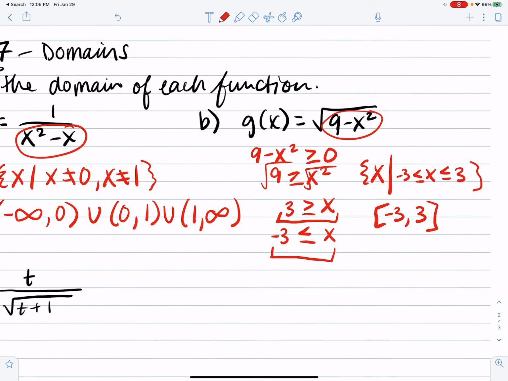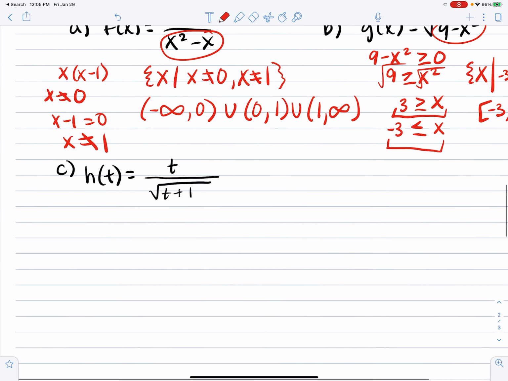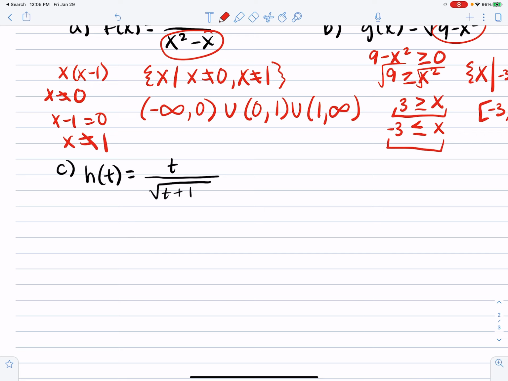Okay, and then the next part C, h of t equals t over the square root of t plus 1. Okay, so there's two things here. We have a denominator and we have a square root. So let's just start with the square root. So the square root of t plus 1, that means t plus 1 has to be greater than or equal to 0. It can include 0 because the square root of 0 is 0. So then t has to be greater than or equal to -1. So that's our first limit.